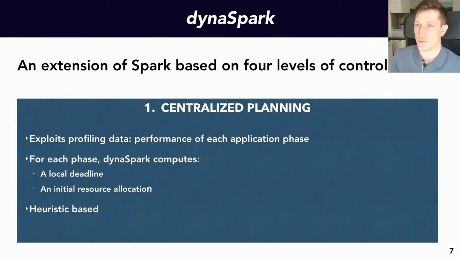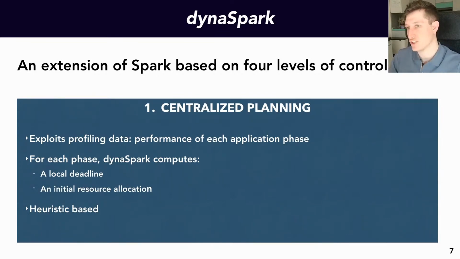We actually modified the Scala core of Spark, which is based on 4 levels of control. At the beginning, with dynaSpark, the user can submit an application along with a certain deadline. And then there are these 4 levels of control. The first one is centralized, so we modified the master node. The centralized planning exploits profiling data. For each application, we have a preliminary phase of profiling in which we gather different performance indicators on each application phase.